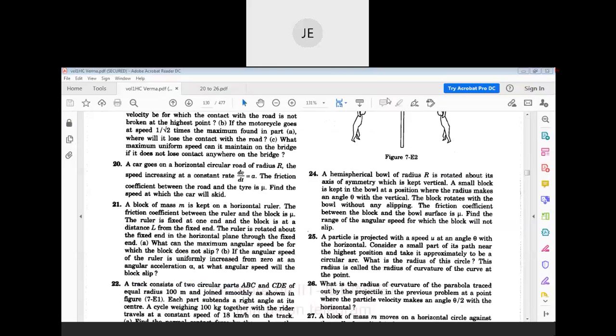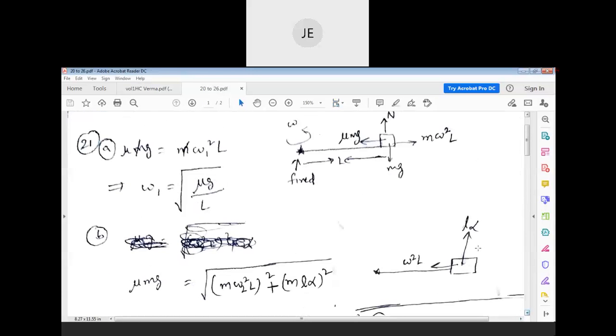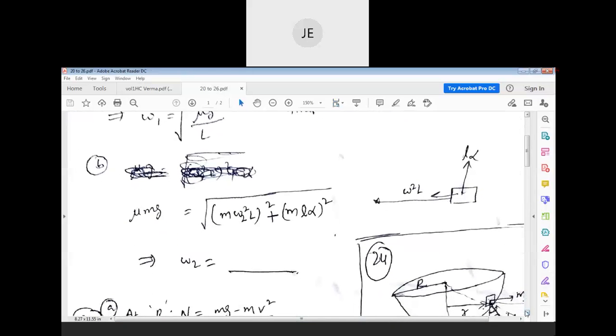Now next part of the question. If the angular speed of the ruler is uniformly increased from 0 at an angular acceleration alpha, at what angular speed will the block slip? So what happens when you keep on increasing the angular speed? This block may slip from the ruler at some particular angular speed. So what is that angular speed they are asking? So this is the clue.